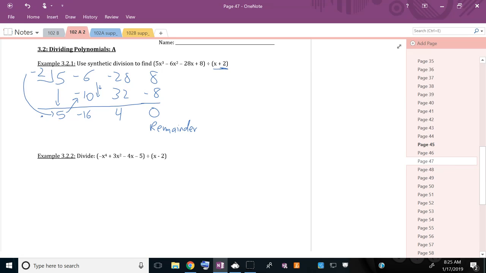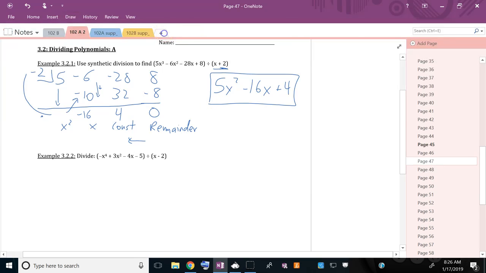Going to the left then, so going this direction, my next number, the 2, that's the constant term. The next will be the x term, then the x squared term. If I had more terms, I'd have x cubed, x to the 4th, and so on. So my answer is 5x squared minus 16x plus 4. Again, the remainder is 0, so I don't have to write it down.